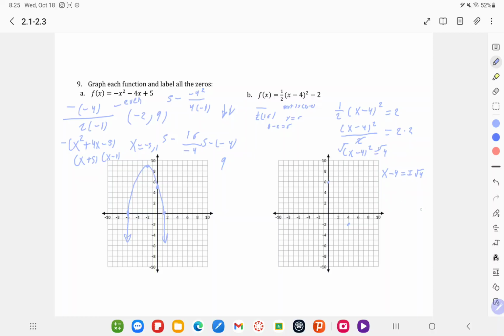So now, here, let me solve it. X minus 4 equals plus or minus 2. And what that gives you is x equals plus or minus 2 plus 4. That's just x is 6 and 2. That's what it gives you. 6 and 2. This is a wacky one. This is obviously positive even.